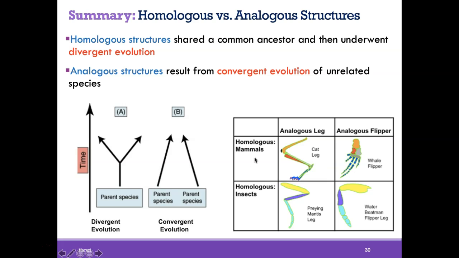In mammals, these would be homologous. Just like a praying mantis's leg would be homologous to a water boatman's flipper leg, which is another kind of insect. But a cat's leg is not homologous to a praying mantis's leg. They're analogous. A cat's leg is analogous to a praying mantis's leg. They both function in movement, but a praying mantis and a cat do not develop their legs similarly. We could say this is a product of convergent evolution.